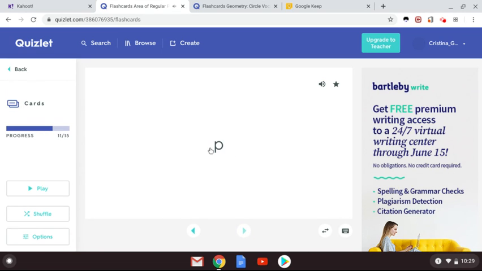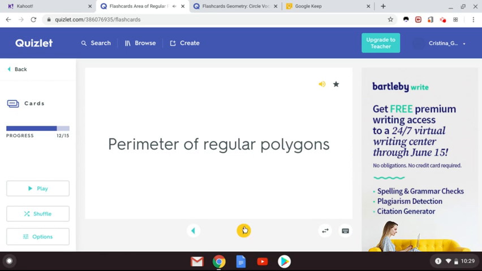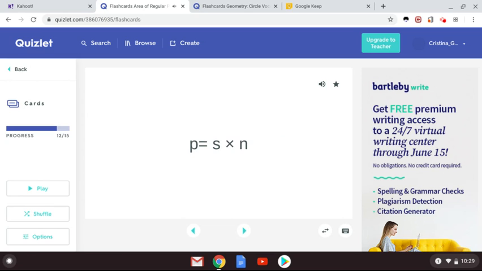Okay, we're gonna just note that P should be the capital P. Perimeter of polygon. That's the perimeter of the polygon. Perimeter of regular polygons: P equals S times N. Or you can just go ahead and add up all the sides, however you like.